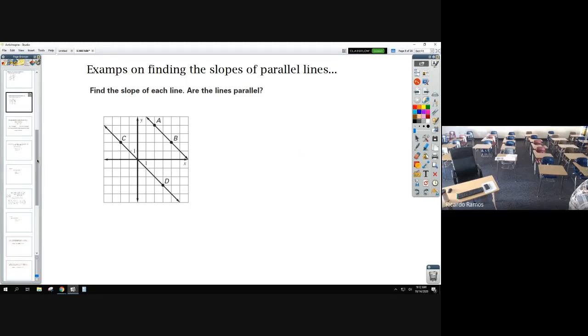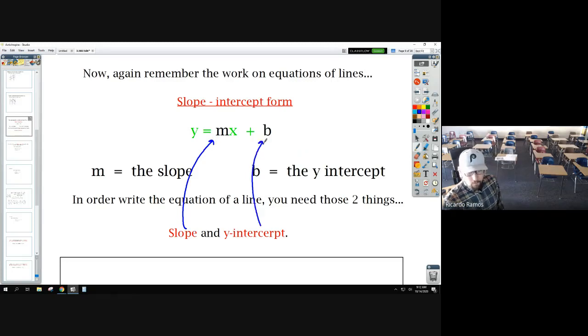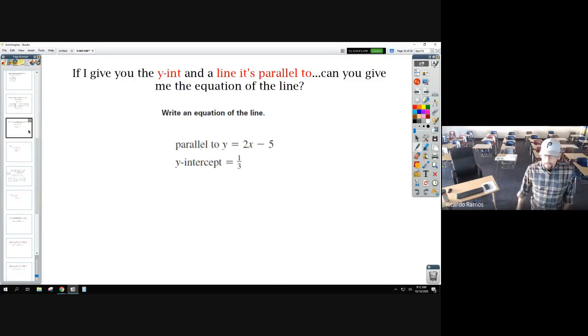Then we got into talking about the equations of lines. Now, for this chapter, for this section, we're going to be writing lines in slope-intercept form. And in order to write the equation of that line, all you need to do is plug in the slope and plug in the y-intercept, right? So the examples we finished with on Monday were some of these ones. Again, we worked these out already, but let me just quickly go through this one.